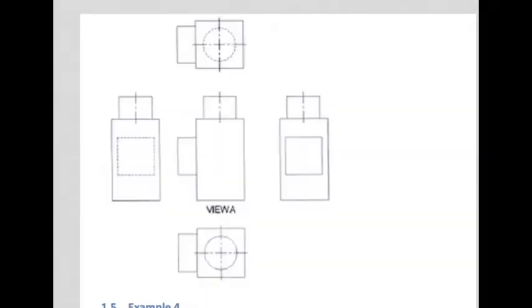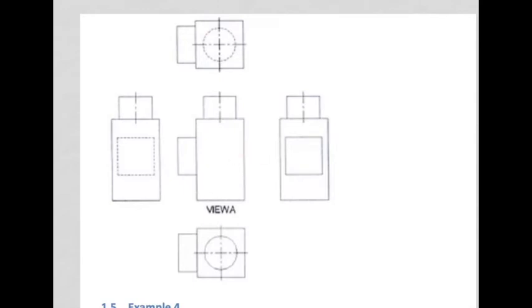Next, let's do the view from below, which would have to be placed above. So the view from beneath, if I were to be positioned over here and look at the object from below, I would not see the circle because it's on the other side of the object, so it would have to go in as a dotted line. And it would have to be placed above. First angle says what I see from below, I draw above. So it would be this view and it would be positioned above.